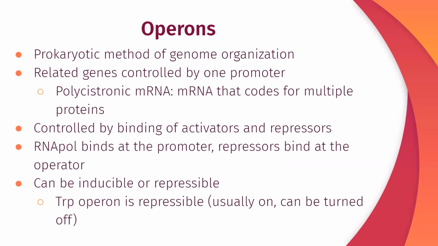And operons are regulated by activators and repressors. We see binding of RNA polymerase at the promoter, and repressors will bind at the operator. So on the operon, those are just regions or binding sites. Operons can be inducible or repressible. One that is inducible can be induced to function. It's usually off, but you could stimulate it with an activator. Or repressible, where it is usually on, but you can turn it off with a repressor. So the TRP operon is repressible. It's usually on, usually running, but you can turn it off with a repressor.